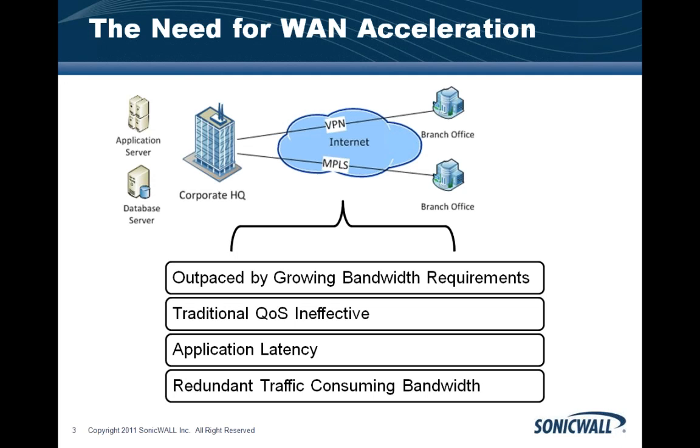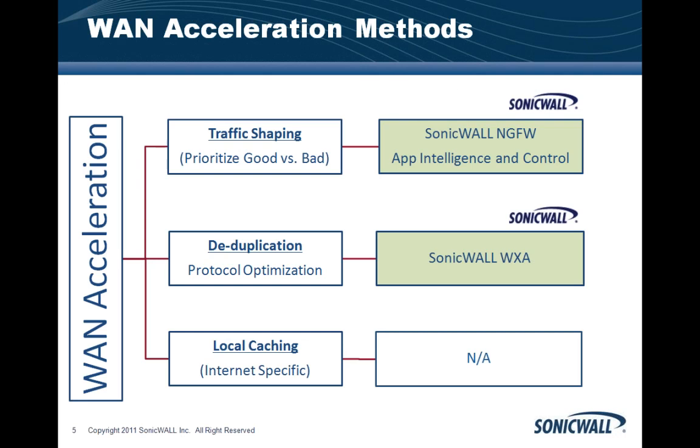And then finally, the ability for us to reduce the overall traffic that's consuming bandwidth, meaning the redundancy of the traffic. If we're seeing the same thing over and over again, that can be reduced by using WAN acceleration technology as well. If you look at the two methods that we're talking about today from SonicWall, it's really a twofold solution.